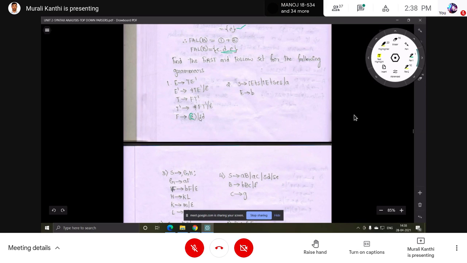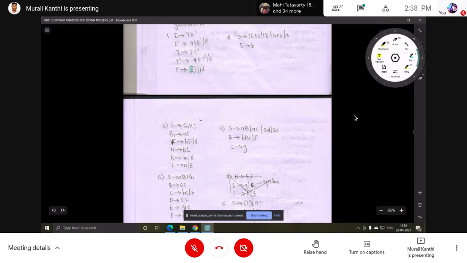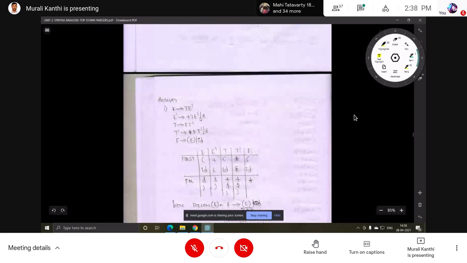I will explain only a few examples. The remaining you have to do as homework. I will share this. First, in the grammar, we have to take each and every production. For the first set, find out the first symbol. First of E. In this case, consider the E production. Here there is the E production, E dash production, T production, T dash production, and F production. So this many productions are there in the grammar.